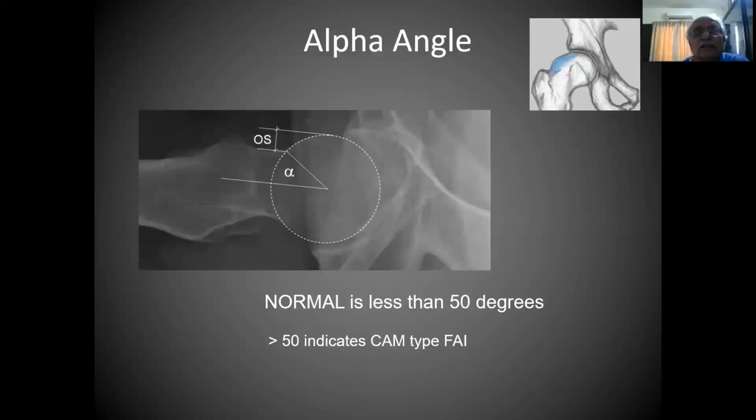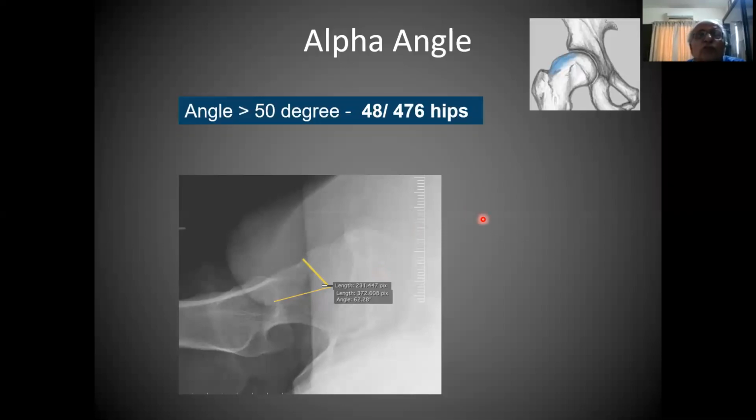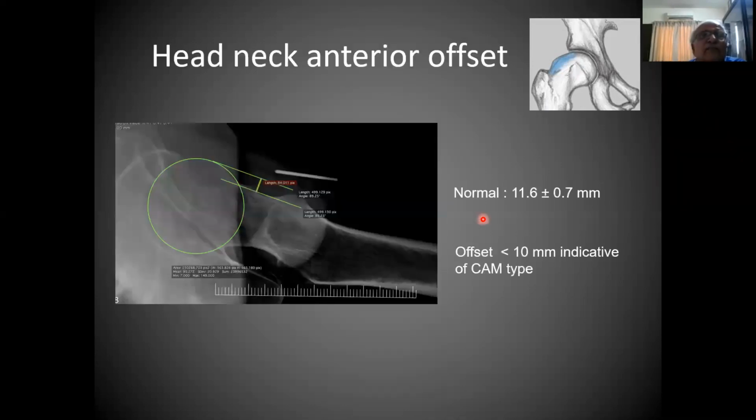Then normally the alpha angle should be less than 50 degrees. More than 50 indicates there is a cam deformity. And you can see this is the cam here. This is abnormal. Can you see the bump here? Large bump there. So we saw around 48 hips out of 476, around 10% showed this. And males were slightly more than the females.